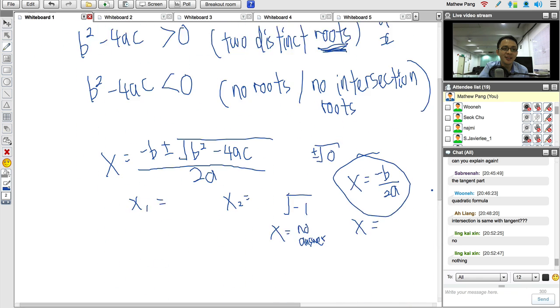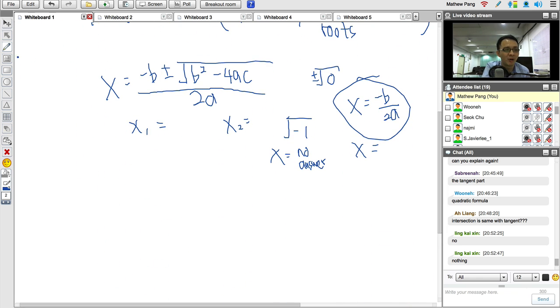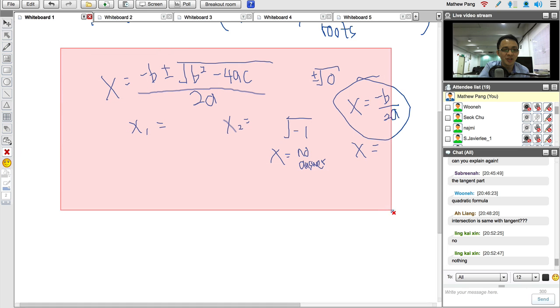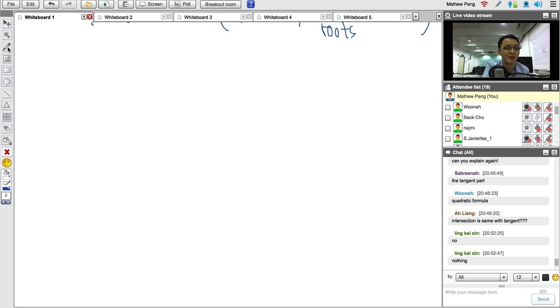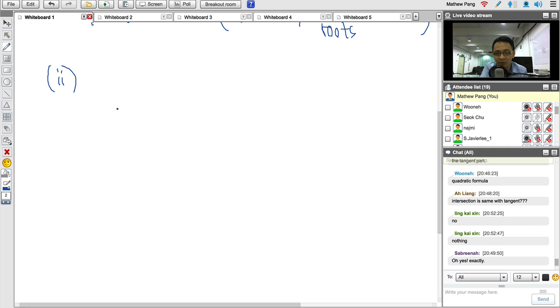Alright, in this chapter, you will learn one more thing, which a lot of students ask me about, which is alpha and beta, the sum of roots and the product of roots. I'm going to call this part 2 of this chapter. You only have one very, very important formula, which is x squared minus the sum of roots times x plus the product of roots equals 0.